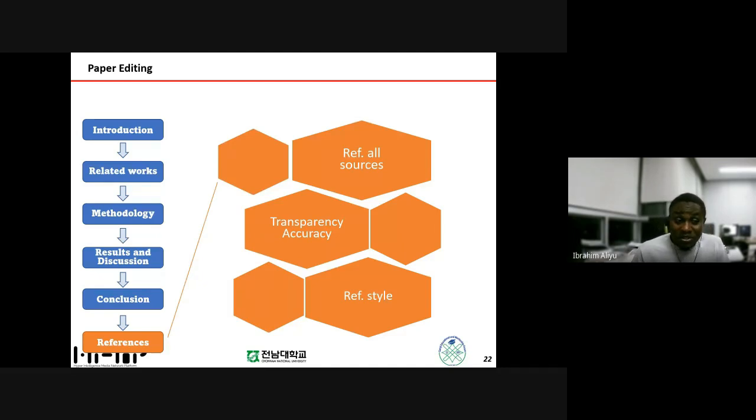And then it has to be transparent and accurate. Each journal has its own referencing style, and you have to follow that. Your paper may not be published simply because you do not put the right references. It will be returned to you until you fix it. So always be aware of their referencing style. Sort it out before you submit.